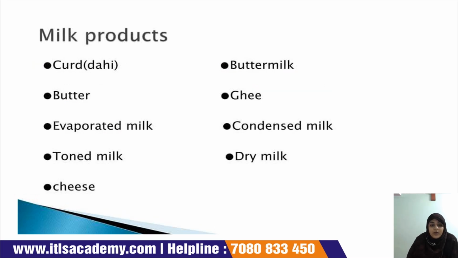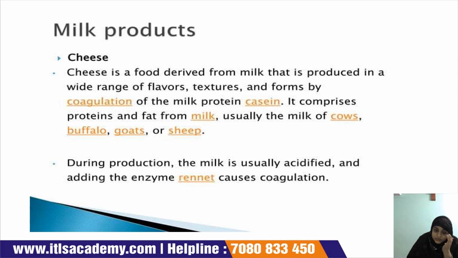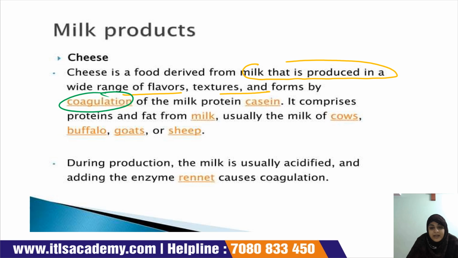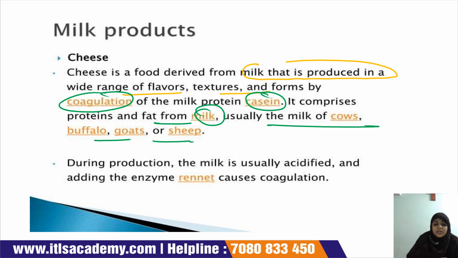Milk products include curd, butter, evaporated milk, toned milk, cheese, buttermilk, ghee, condensed milk, and dry milk. Milk product, the first one is cheese. What is cheese? Cheese is a food derived from milk, and it is produced in a wide range of flavors and textures. It is formed by the coagulation of the milk protein called casein. It also comprises the different proteins and fat from milk, usually the milk of cow, buffalo, goat, and sheep.